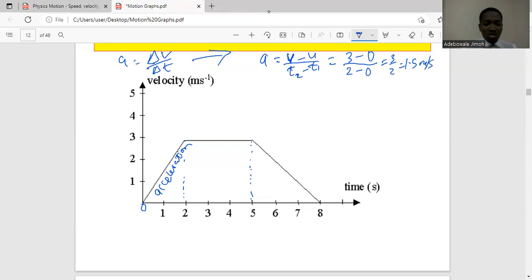So that is the... meters per second squared, because what I just calculated is acceleration. So I have to put the square here. That represents the acceleration of the object within the first 2 seconds.